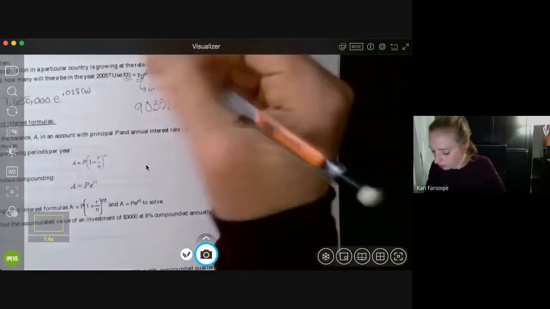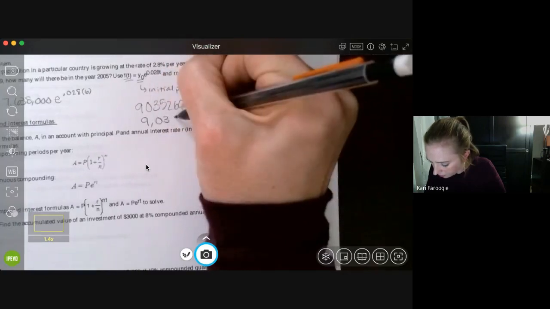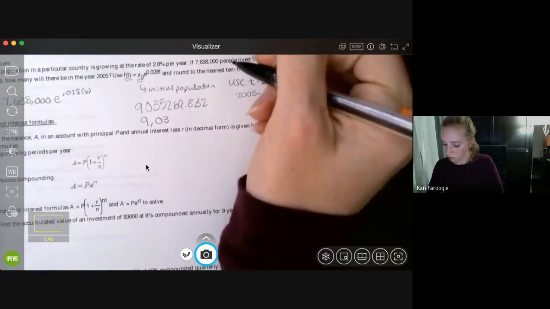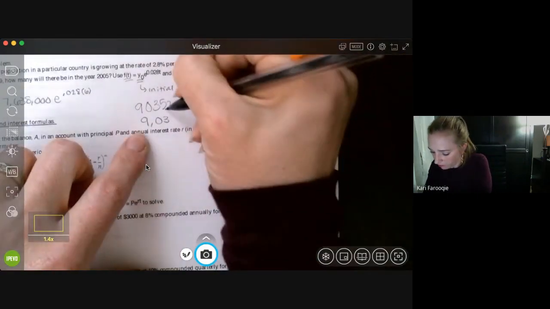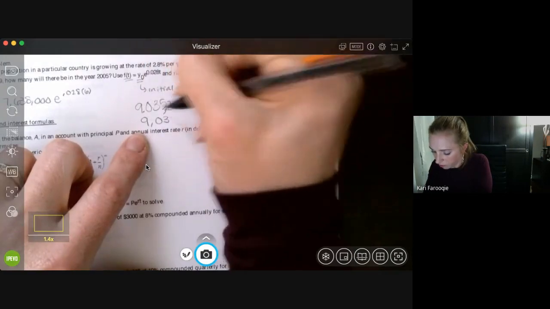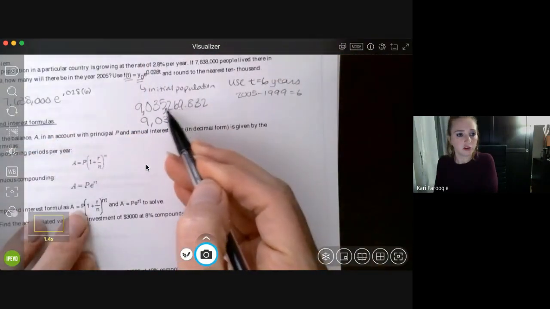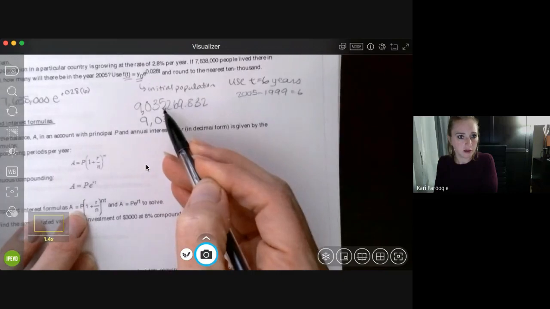So let's go ahead and write this as 9,035,000. Oh, we were supposed to round it to the nearest 10,000. So be careful with your rounding. If we're rounding to the nearest 10,000, we're going to your place values here. Ones, tens, hundreds, thousands, 10,000s. So to the nearest 10,000 means you go to the right of the 10,000s.